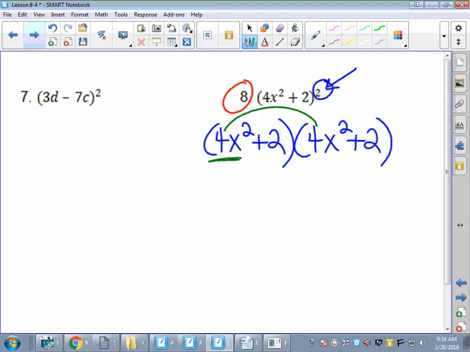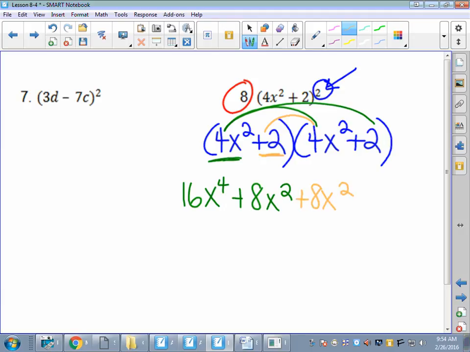This one I want to do because I want to talk about those properties of exponents. So we know 4 times 4 is 16. What's x squared times x squared? Right? Add those exponents. You've got 2 from the first, 2 from the second, so x to the fourth is your multiplying. 4x squared times 2 is plus 8x squared. I'm going to switch over to this 2. 2 times 4x squared is another plus 8x squared. Notice the signs are the same. And 2 times 2 is a plus 4.